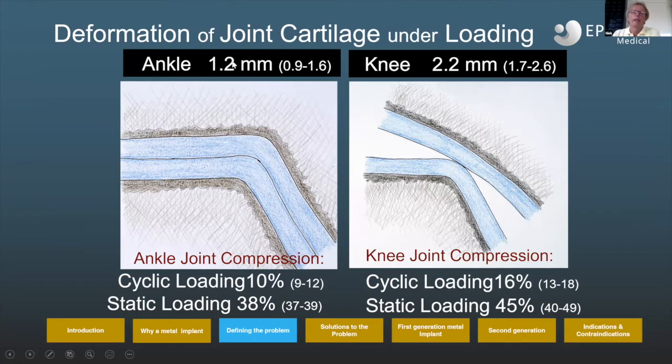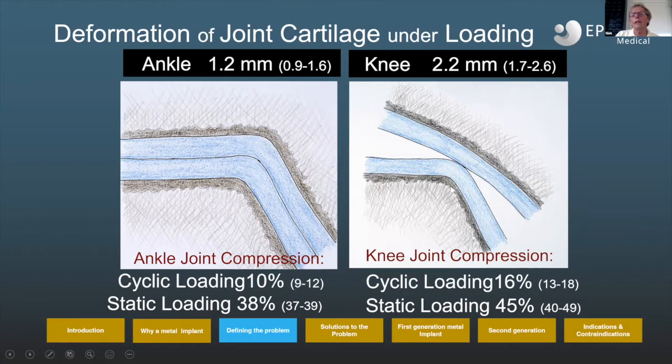thinner cartilage. And on walking, the cartilage compresses. And on cyclic loading, it's about 10%. And in the knee joint, it is 60% because there's more compression. And on static loading, it is almost half of the cartilage that is compressed in a knee joint and about 38% in the ankle joint. So basically, if we measure our length in the end of the day, if we stand all day, we are shorter in the end of the day than when we rise in the morning because of this compression of the cartilage in basically the ankle, the knee, and the hip.